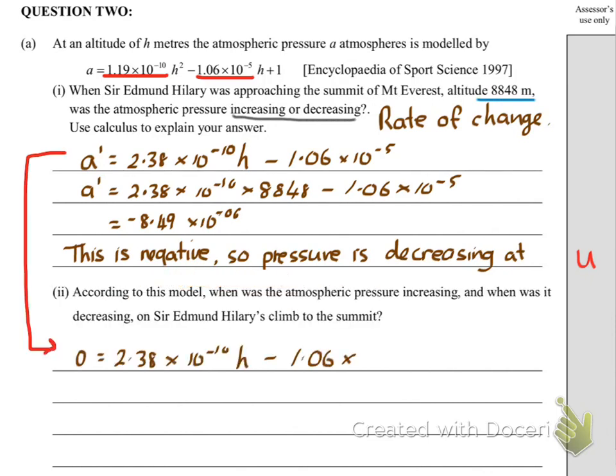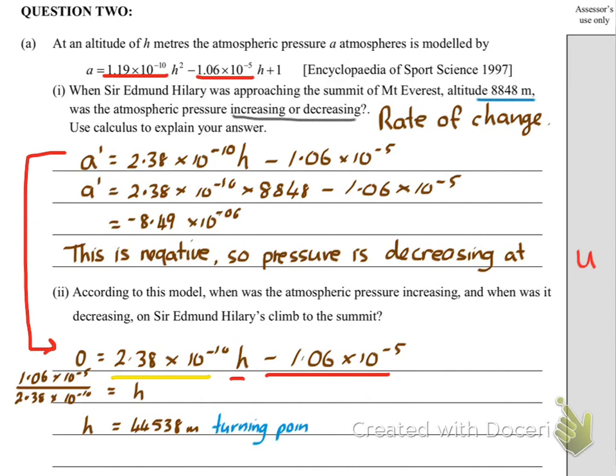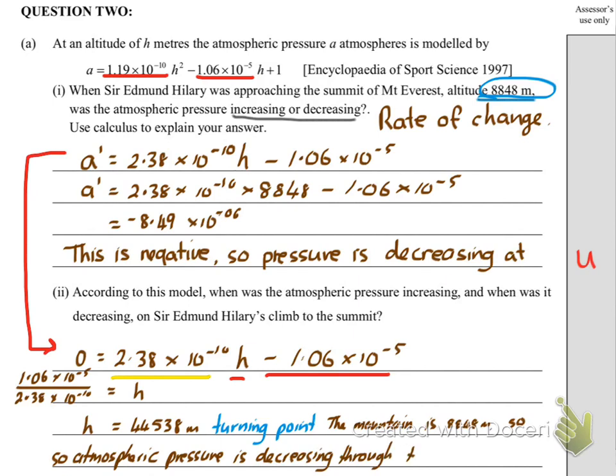According to this model, when was the atmospheric pressure increasing and when was it decreasing? Well, we take that and we look at when it is 0 and we solve for h. Take the underlined bit to the other side and divide by the 2.38 times 10 to the negative 10, and you find that it will be decreasing all the way up to 44,538 meters. That's the turning point. So we can see that the mountain is less than that amount, so the atmospheric pressure is decreasing through the whole climb, which makes sense.